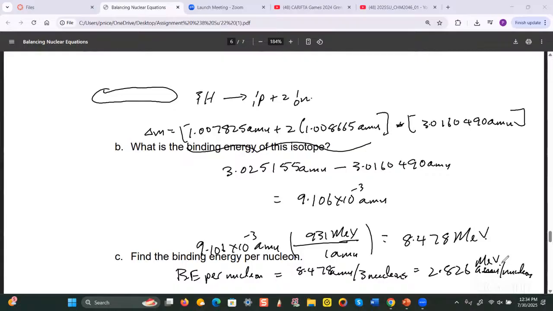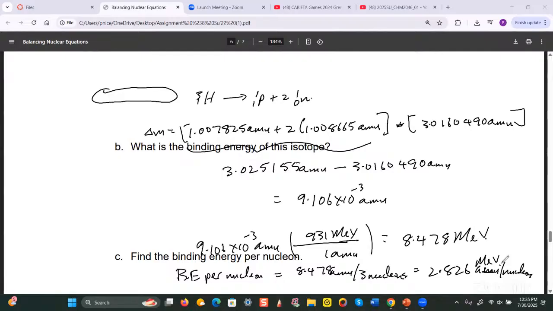2.4. Well, that's what I got now. So let me redo this just to be sure. 8.478 divided by 3, 2.826. I don't know, maybe I slipped on that.